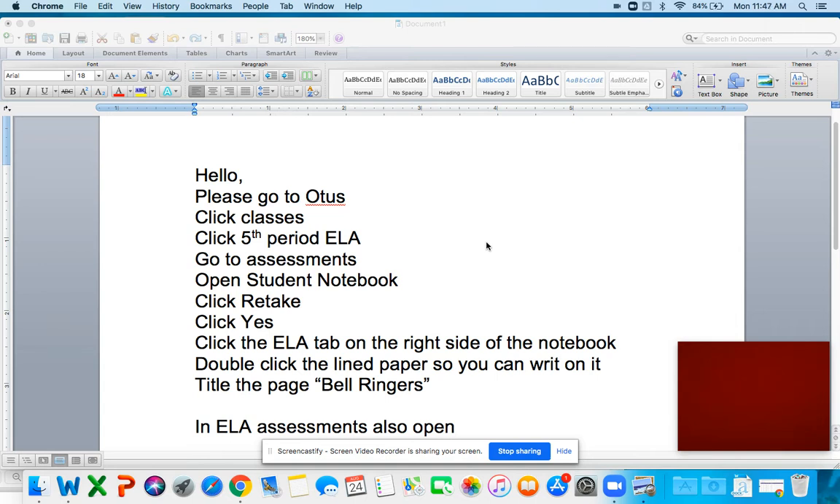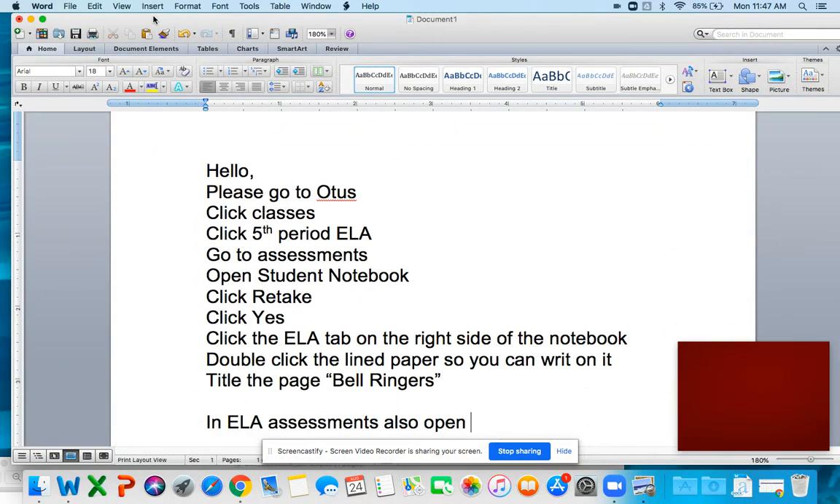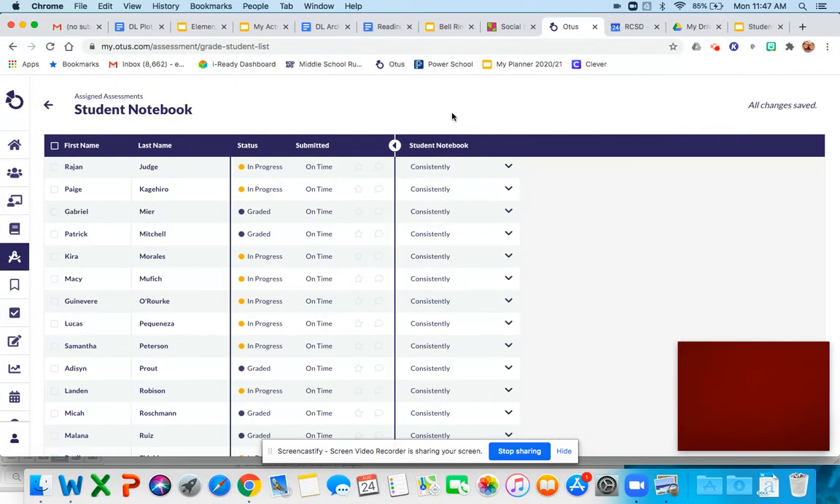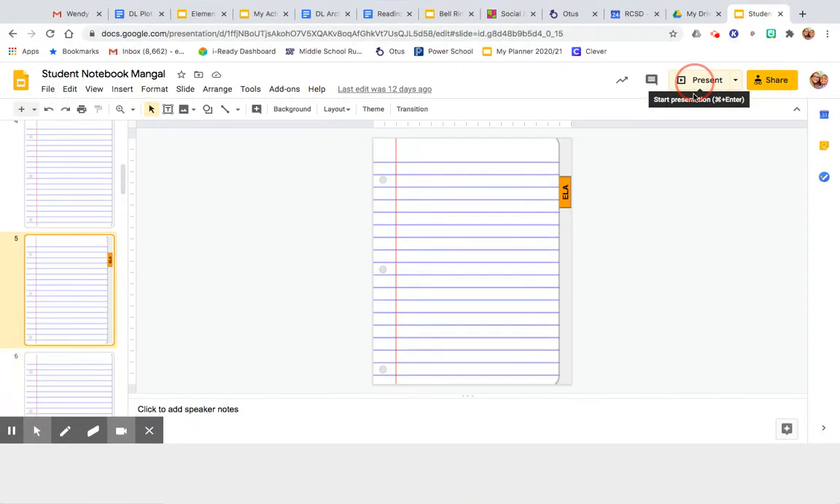And then you're going to click on your actual student notebook on the right-hand side. There is a tab that says ELA. ELA means English Language Arts. So you're going to go ahead and click on that. Here we go. And it should look something like this. I'm going to present this to you. So this is my ELA tab.